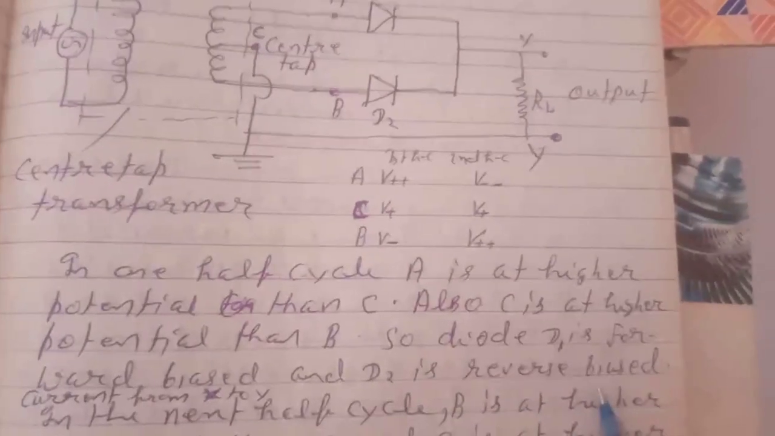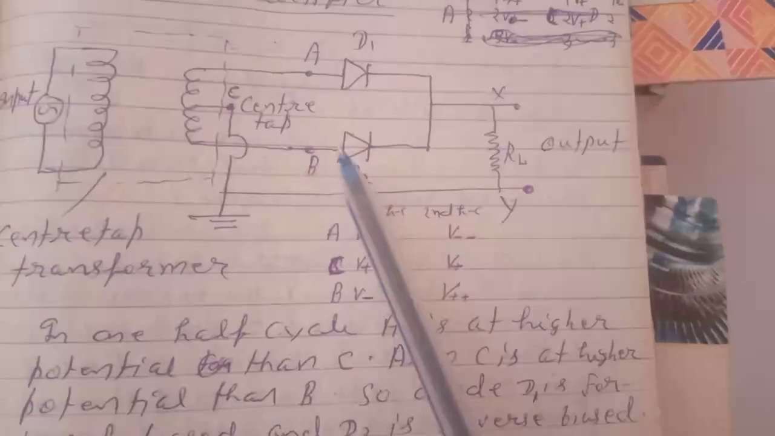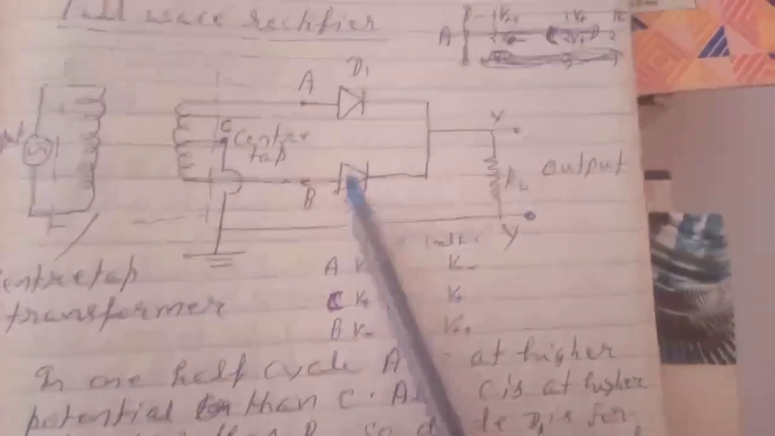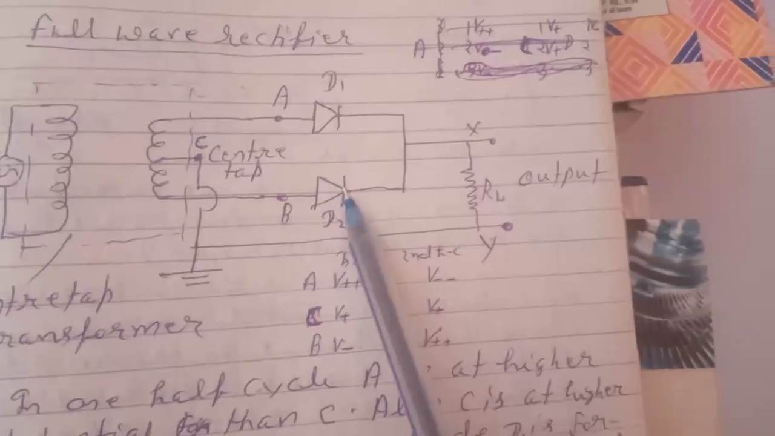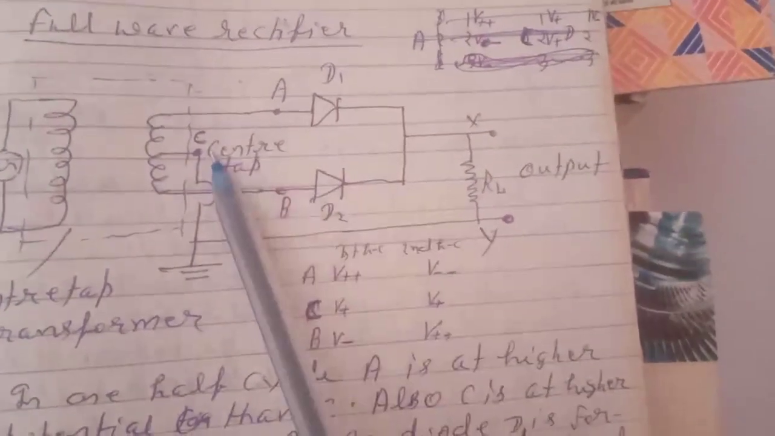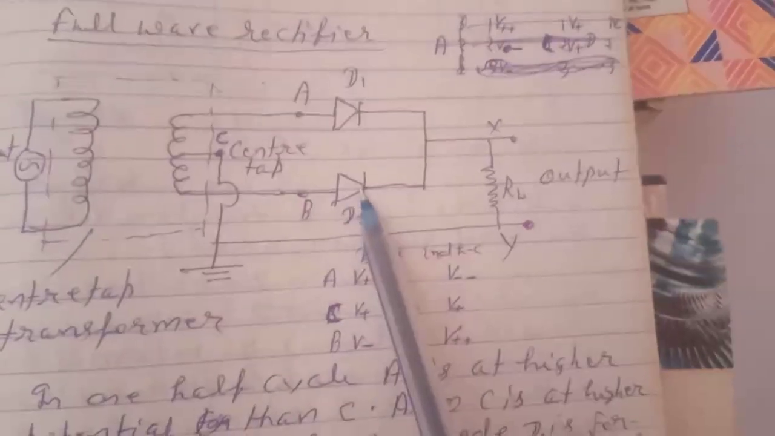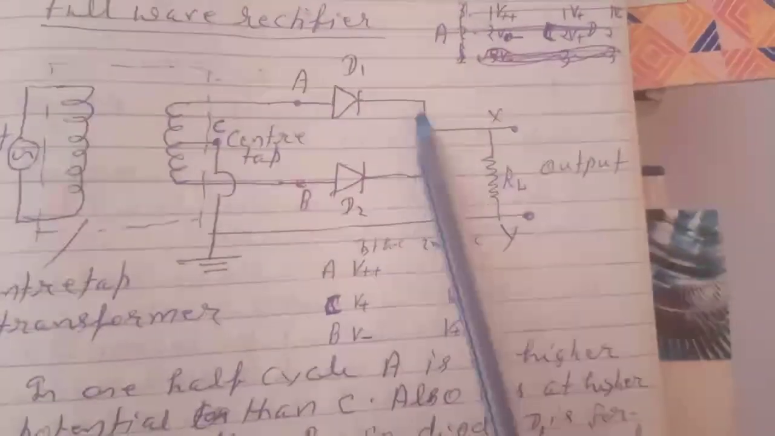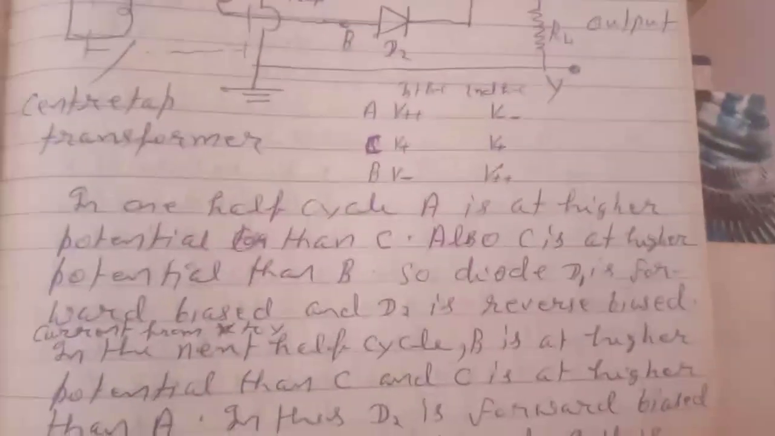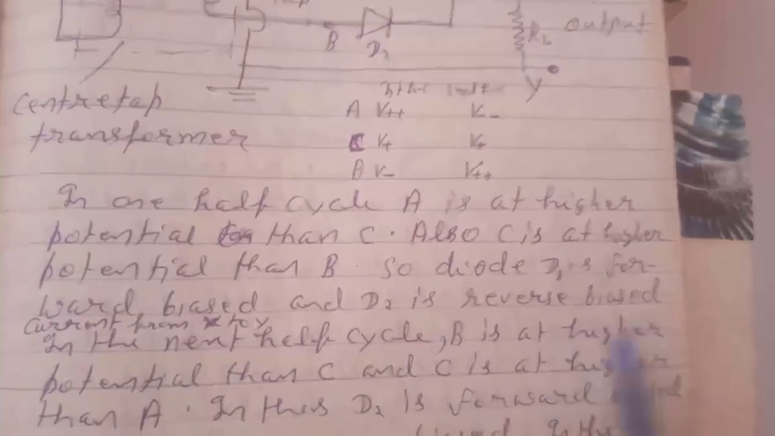So diode D1 is forward biased and D2 is reverse biased. This is because this is at higher potential, that is, a positive value is connected to the N type, and a negative value is connected to the P type. So it is reverse biased, and the other is forward biased. Current will flow through this diode but will not flow through this diode. So diode D1 is forward biased and D2 is reverse biased.